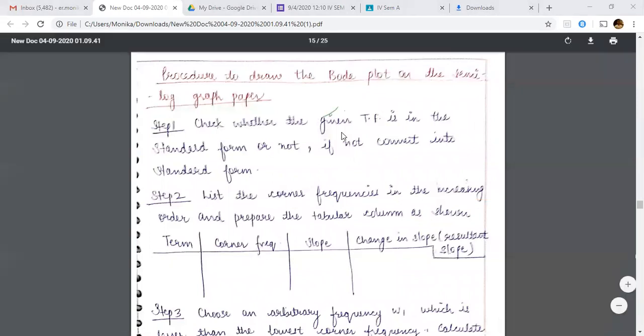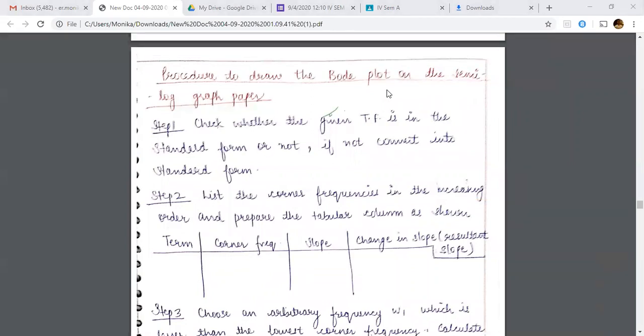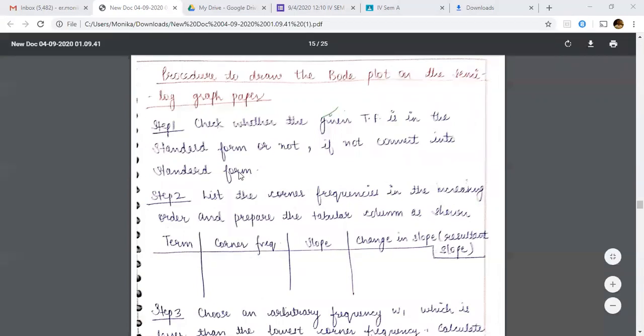So step one is to check whether the given transfer function is in the standard form or not. If not, you have to convert it to the standard form. I hope all of you remember the standard form.